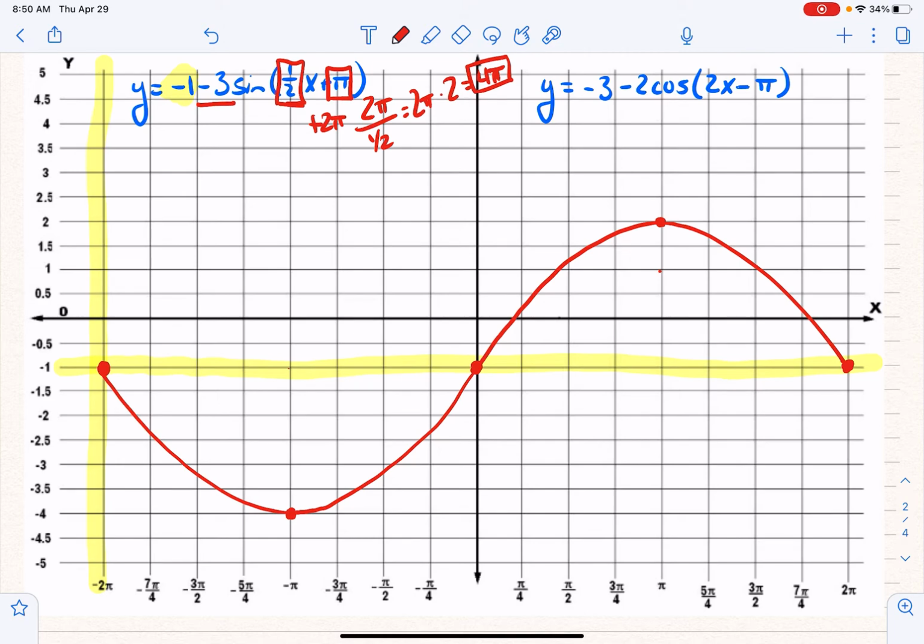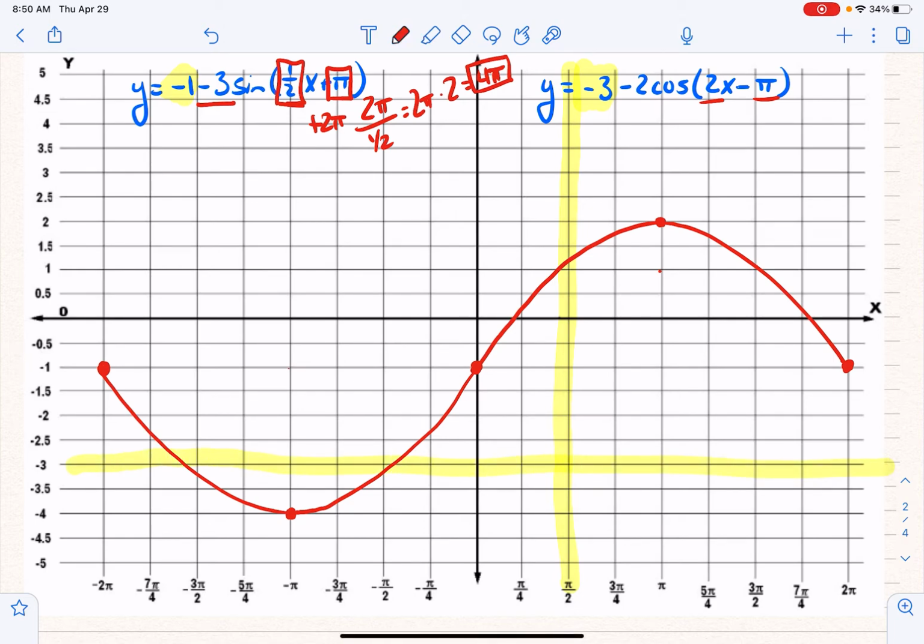Now, let's look at the next one. The next one, I've got to factor out this B value, which again, changes my period to pi. But when I take it out of here, that means I get a horizontal shift of positive pi over 2. So my new y-axis is here. Vertical shift, -3. So my new x-axis is right here.